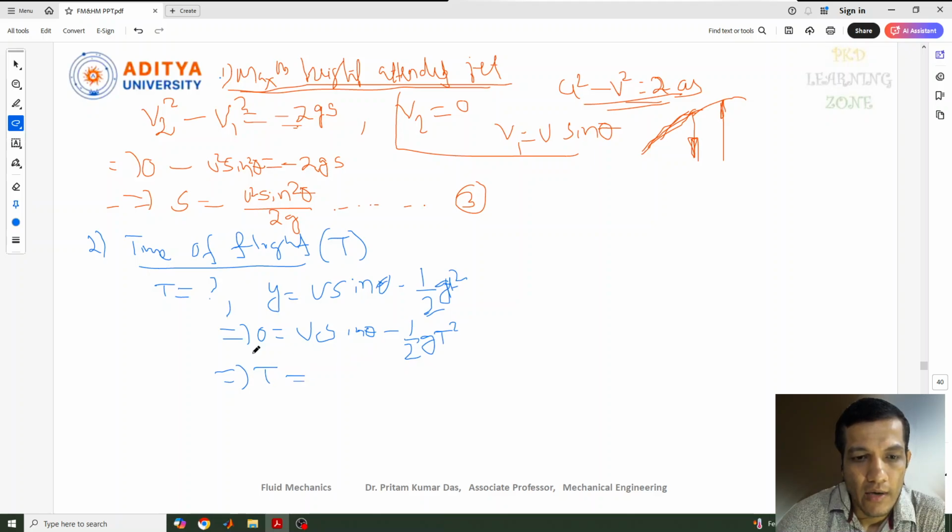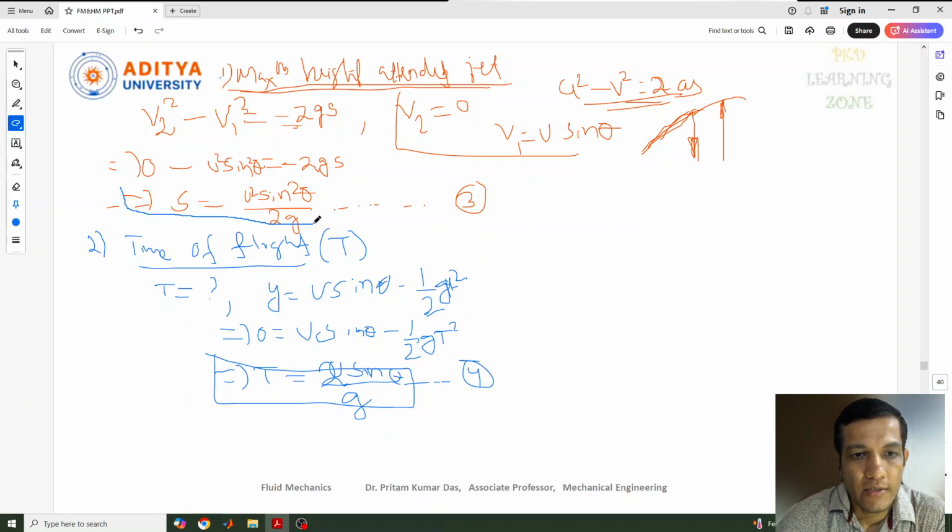So I'll take it to this side, and here I can write u sine theta. When half g T square goes to this side, then half g T will become, on this side, 2u sine theta by g. This is equation 4, the equation for the time of flight. This is the time of flight of the jet.